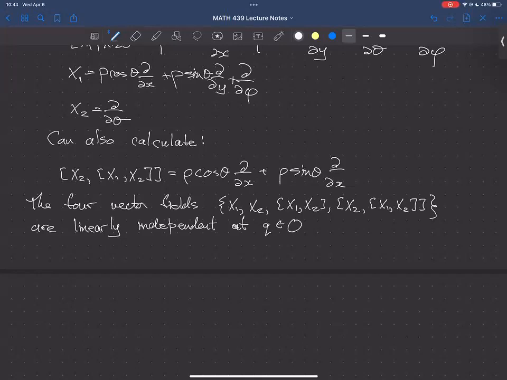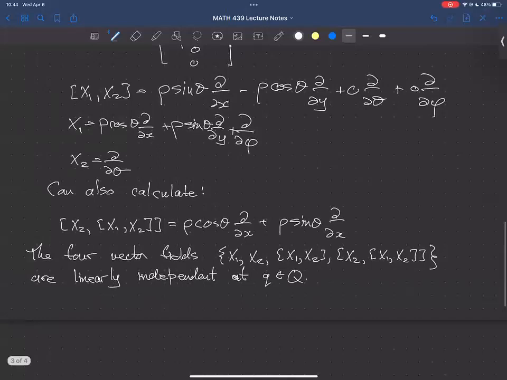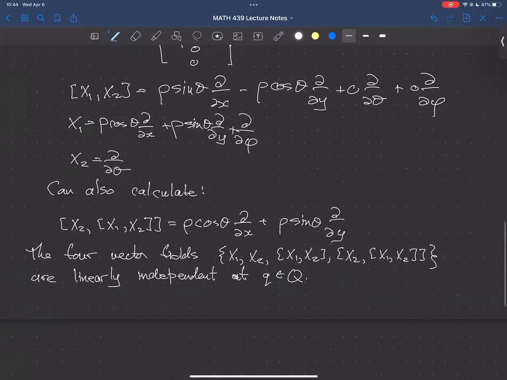And you can calculate that. The way you calculate that is clear. You have four vector fields, and you want to know if those four vector fields in four... Are those both supposed to say d by dx? Oh, they're definitely not. Yes, thank you.